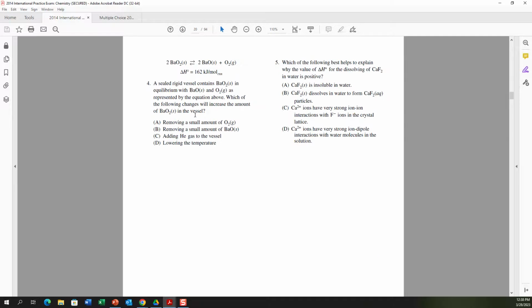All right. Question 4: notice a positive delta H. You immediately know that that means endothermic.